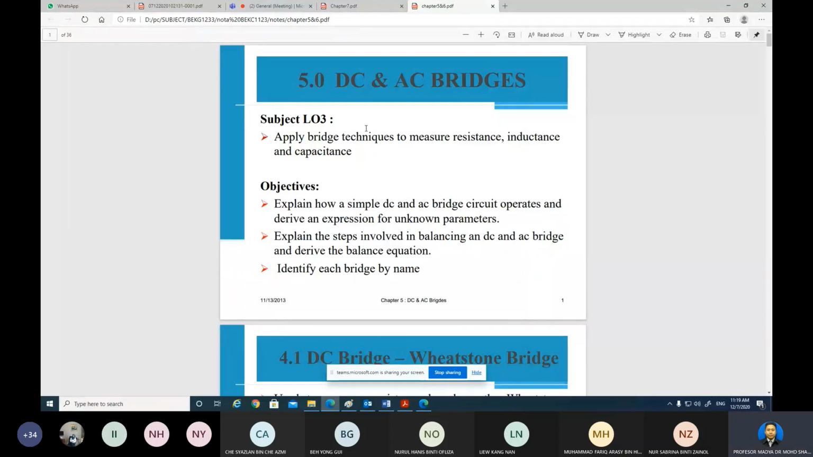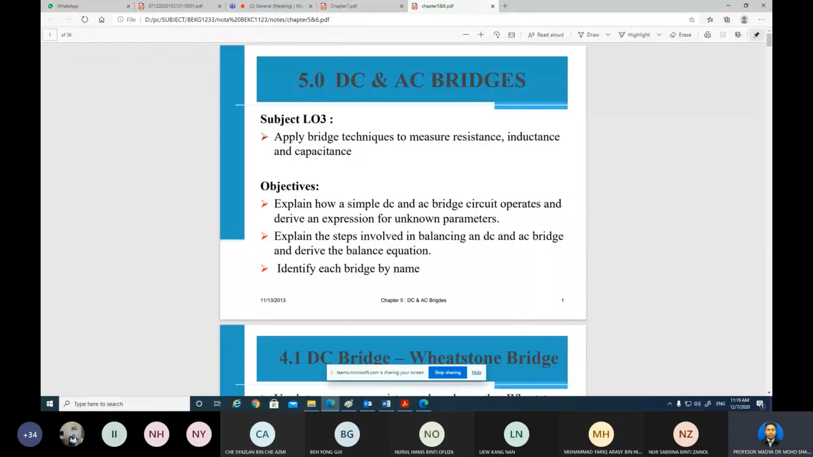The function of a bridge is to measure resistance, inductance, capacitance, and also frequency. For DC bridge, normally we measure resistance, and for AC bridge, we measure inductance, capacitance, and also frequency.